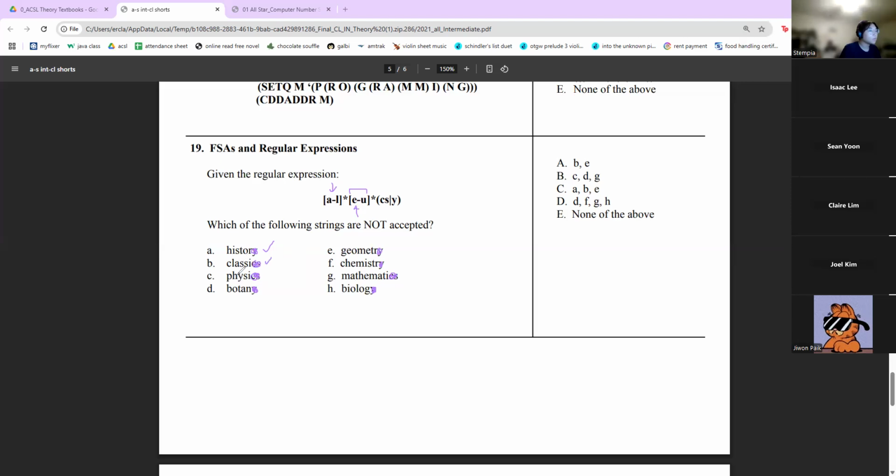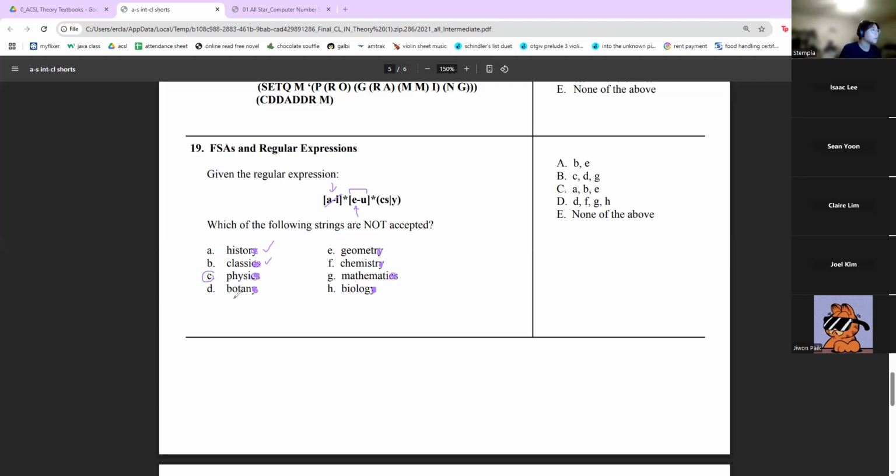We have physics. P doesn't fall within A through L, so we're assuming that everything afterwards is going to fall within E through U, right? So P falls in E through U, H also falls there, Y does not, right? So C is going to not be accepted. And obviously, if our string is not accepted, that's one of our answer choices.